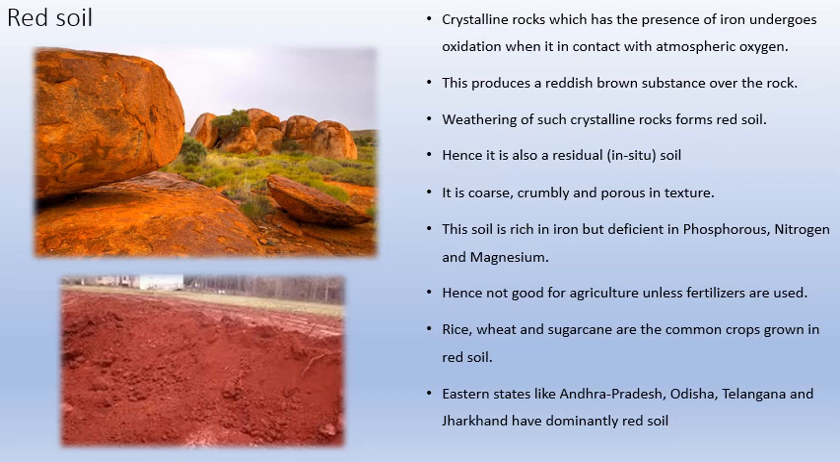Eastern regions like Andhra Pradesh, Odisha, Telangana, Jharkhand, where there's the Chota Nagpur Plateau, all these eastern regions of India have a lot of crystalline rocks, and these crystalline rocks have iron and they undergo weathering and form red soil. So it's formed on the eastern side of India.